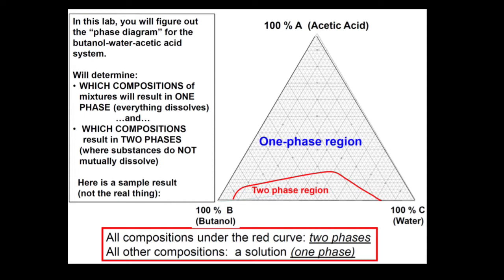And if you add acetic acid to that, so you're basically going up towards the 100% A vertex, what's going to happen eventually is that you will not have two phases. You will mutually dissolve those three liquids. You will enter the one phase region. And that's one of our jobs, trying to figure out where that boundary line is. That's the main job, actually, of the lab tonight.